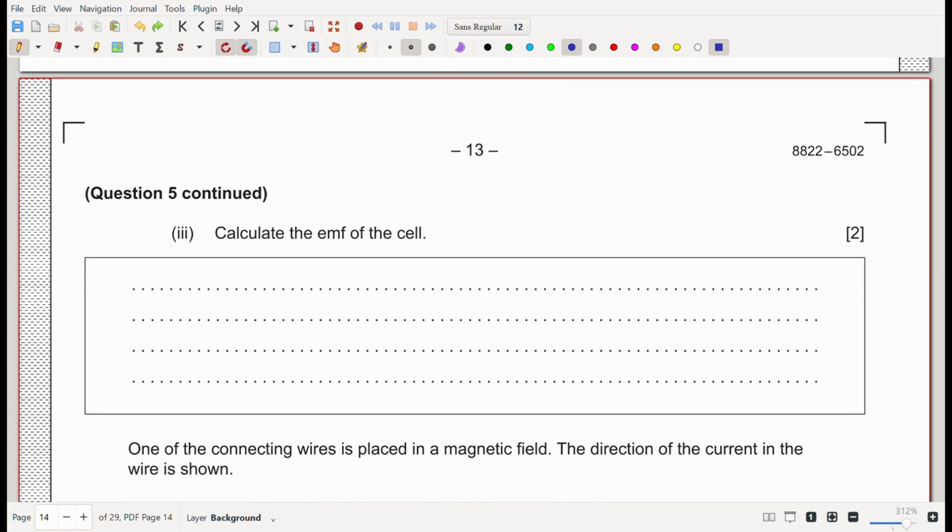Now for the final step of this question, the EMF of the cell. So to calculate the EMF of the cell, you take the same formula that we used before. EMF is equal to current times resistance plus internal resistance, and just straight up substitute that in. 29.4 into 10 power minus 3, times 50 plus 0.73. EMF is equal to 1.491 volts.